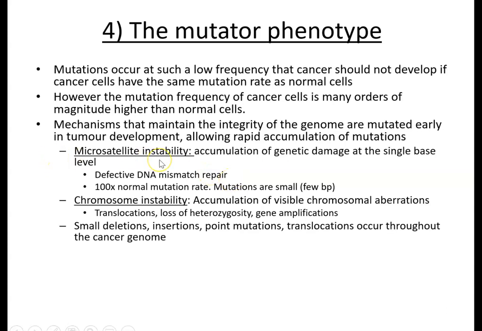In colon cancer, we tend to see a phenomenon called microsatellite instability, where the DNA mismatch repair enzymes, hMLH1 and hMSH2, fail to repair single base pair change mutations, and therefore the tumour cells rapidly accumulate mutations.